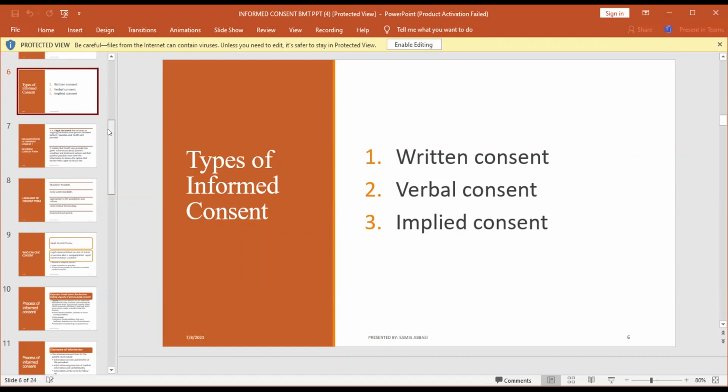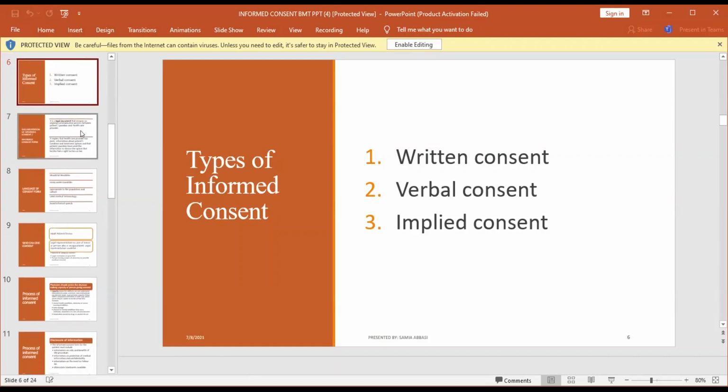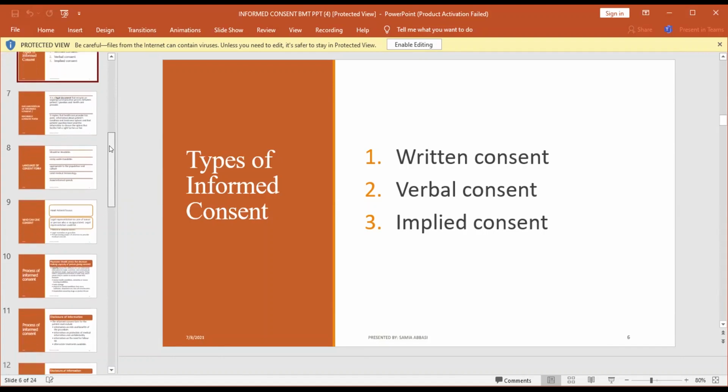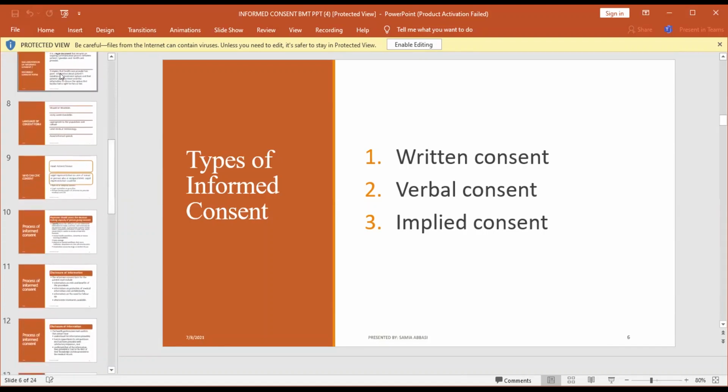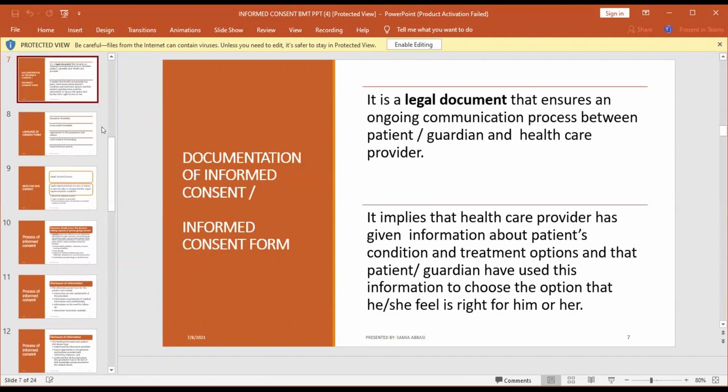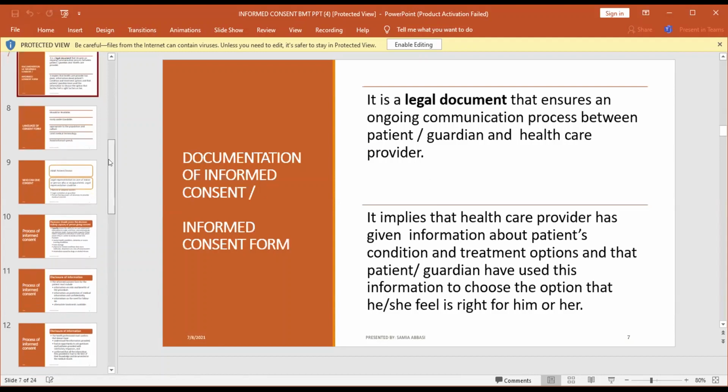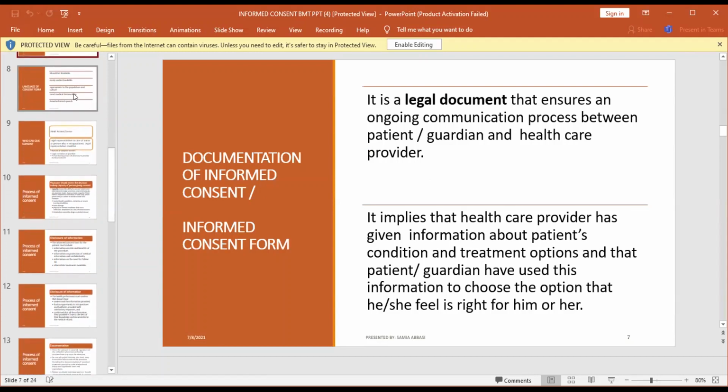Next point is types of informed consent. There are three types of informed consent: written consent, verbal consent, and implied consent. The most important type of informed consent is written consent, where agreement is given by signing a document for a treatment or procedure that is complex and carries higher risk.